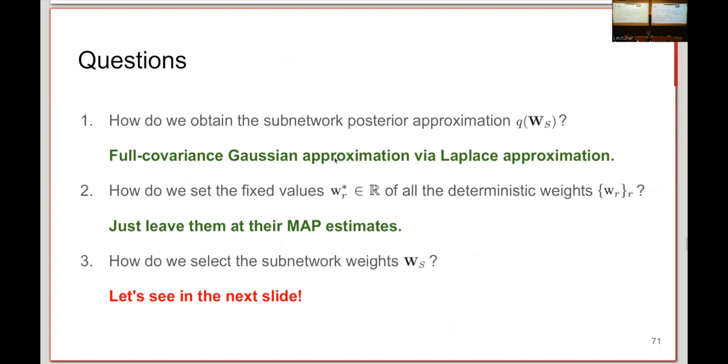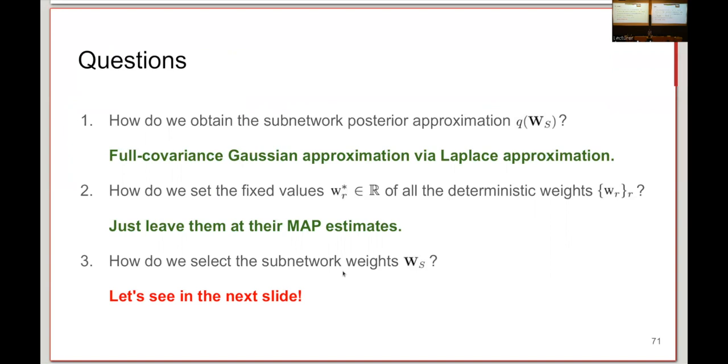We have addressed some questions already. How do we obtain the subnetwork posterior approximation? We said we are going to use this Laplace approximation. How do we fix the weights of the network that are not part of the subnetwork? We just leave them at the same value that was obtained when finding the MAP solution. How do we select the subnetwork weights? And this is an important question.